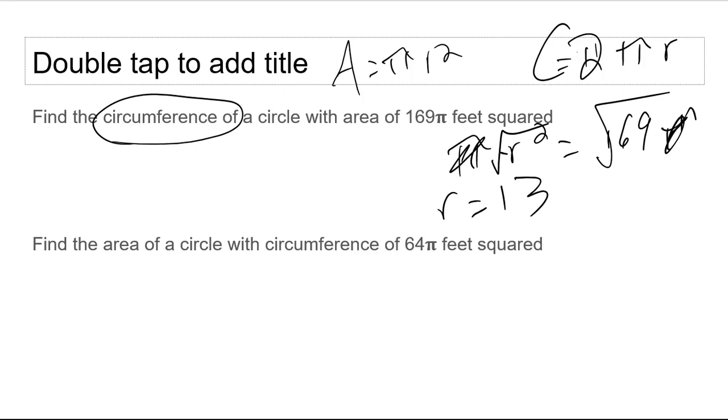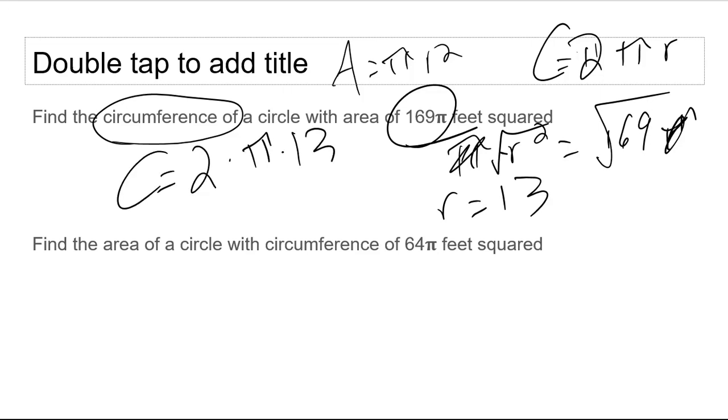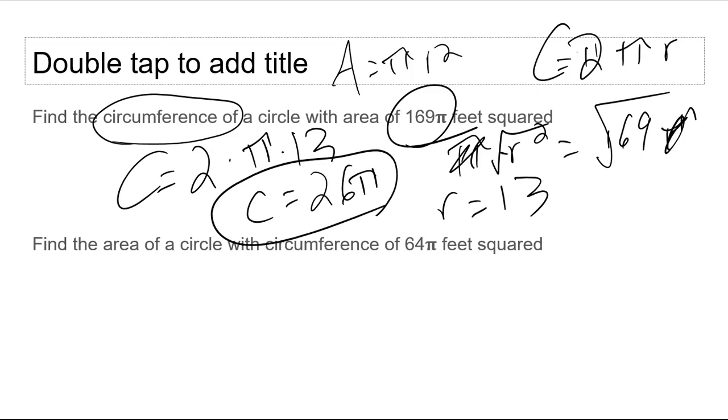I'm not done yet. I would plug it back in. So since they started with a pi in the answer, I'm going to have one. So my circumference is 2 times pi times 13. So that means my answer is 26 pi. There we go. Now the second one we're doing the other way around.